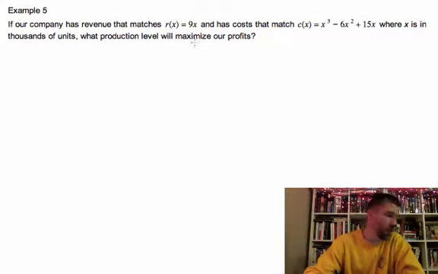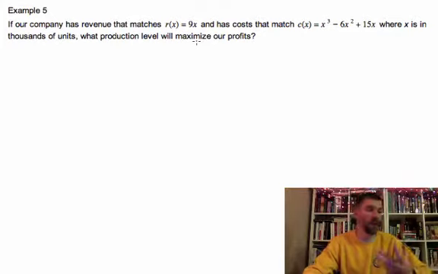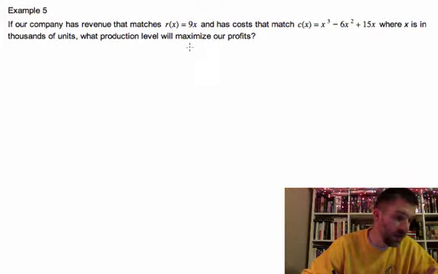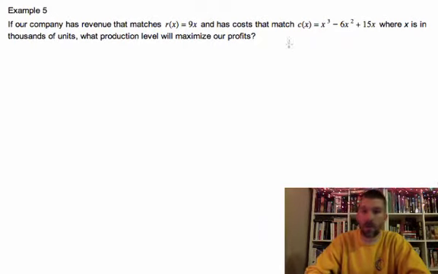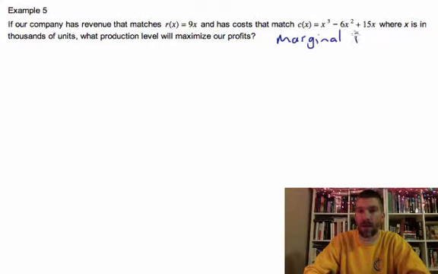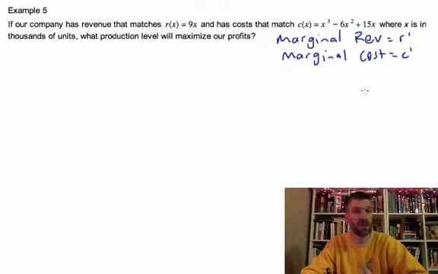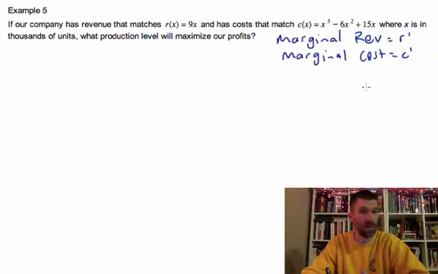Well, one of the cool things about this that our book talks about is that you get maximum profit where marginal revenue equals marginal cost. Well, what was that? Marginal revenue is the same thing as R prime. Marginal cost is the same thing as C prime. So all we have to do is find the derivative of these two functions and set them equal. That's going to be our model. Then we find our critical points from that, and we're off and running.